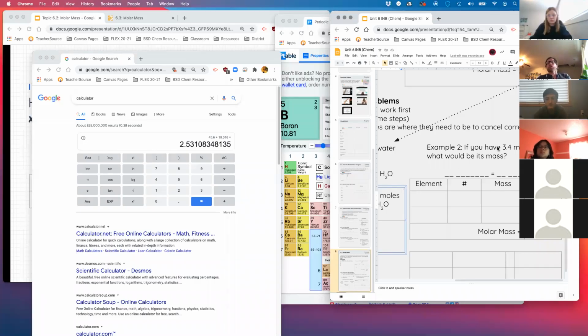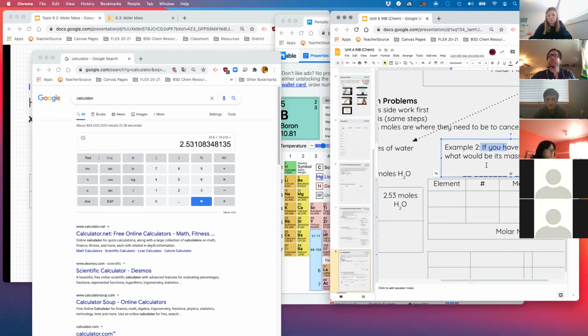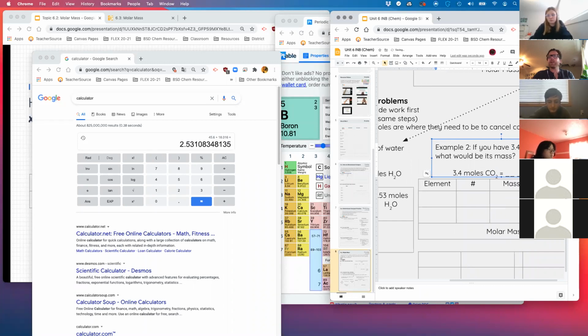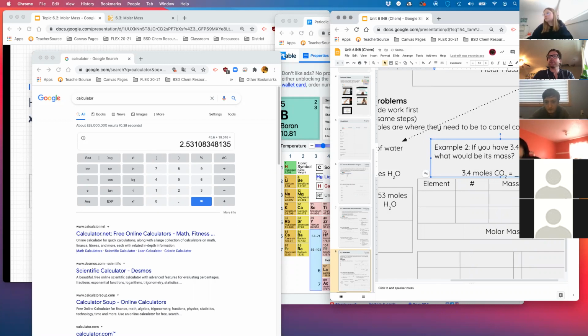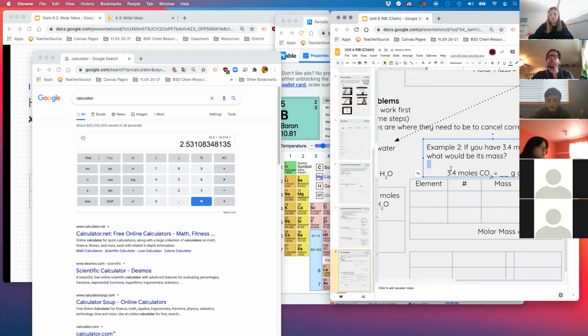So in the second one, we have 3.4 moles of CO2, and we're asking what would the mass of it be? 3.4 moles CO2. And we're saying, hey, what would it be, the blank amount of grams of CO2? Cool? What I'm going to start with is I'm going to do my side hustle first. I'm going to calculate the molar mass of carbon dioxide because I know I'm going to need it. There's some carbon, there's some oxygen. Well, there's only 1 carbon and 2 oxygens.